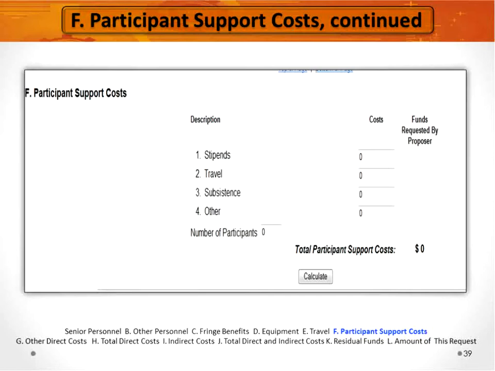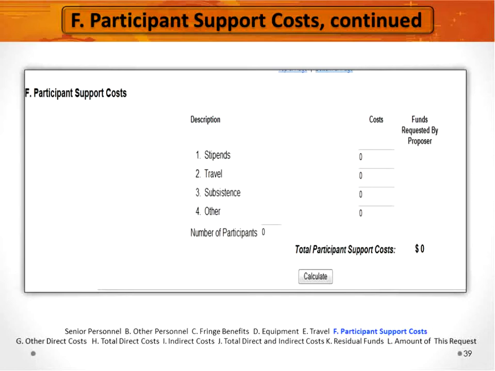Under travel, you need to explain the purpose of the travel and the time allotted, and again noting the difference between travel in Section E, where we're budgeting for college personnel, project personnel, versus the travel under participant support, which is for your participants or your trainees.